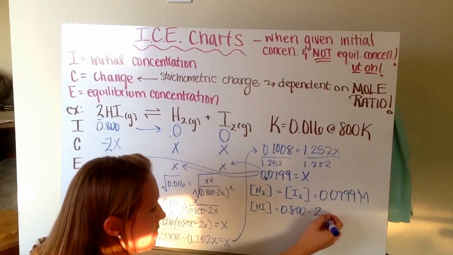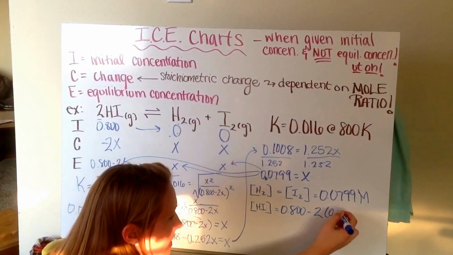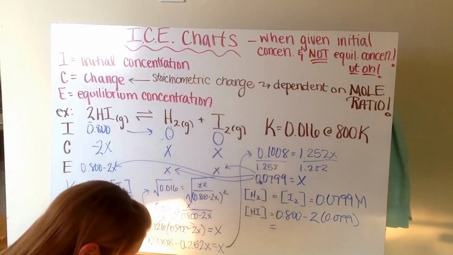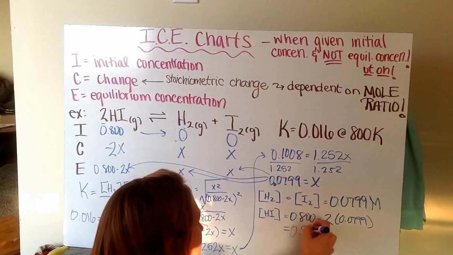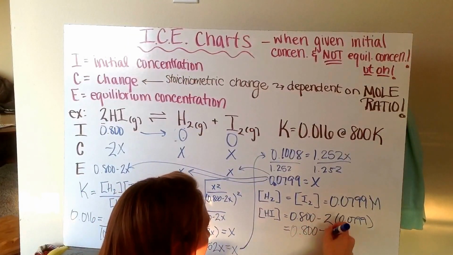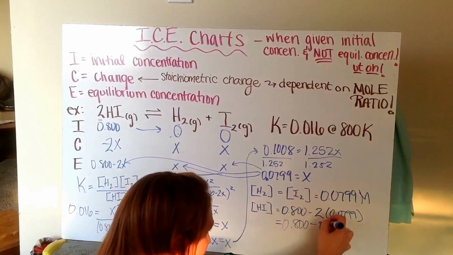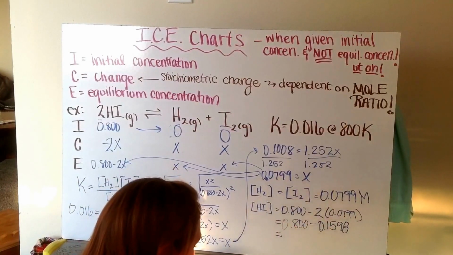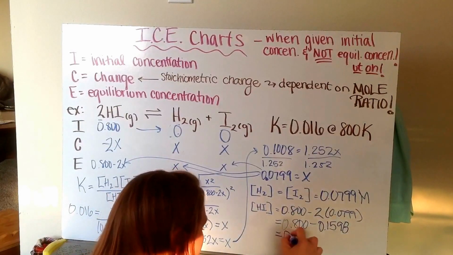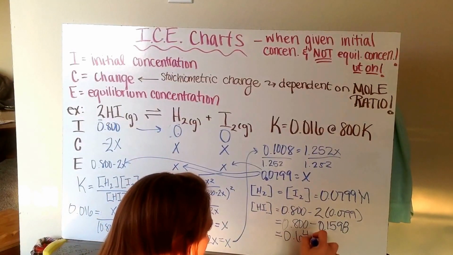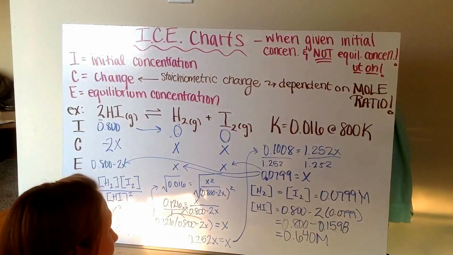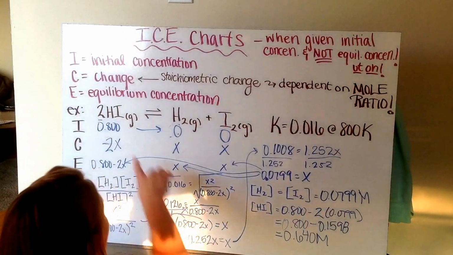My concentration of HI is equal to 0.800 minus 2 times 0.0799, which is equal to 0.800 minus 0.1598. When I plug that in, I get a final concentration of 0.640 molarity for my, excuse me, my HI.